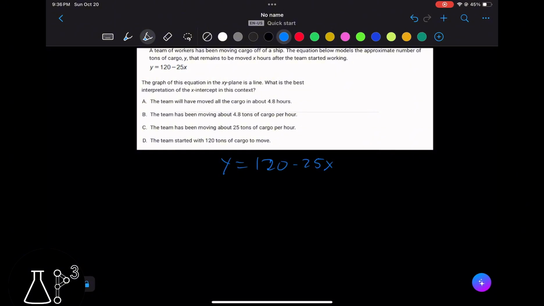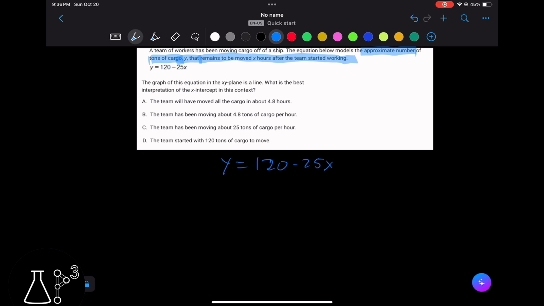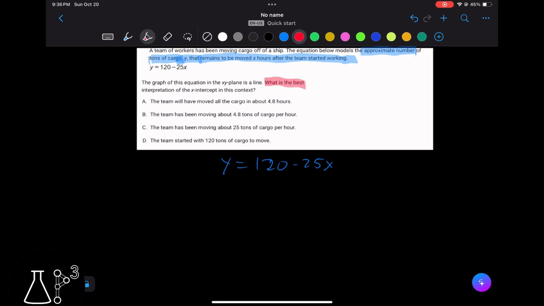I'm given the equation that represents or approximates the number of tons of cargo Y that remains to be removed X hours after the team started working. So Y is the approximate number of tons of cargo that remains to be removed X hours after the team started working, and X is the amount of hours that the team has been working. So what are we looking for? We're looking for the best interpretation of the x-intercept in this context.